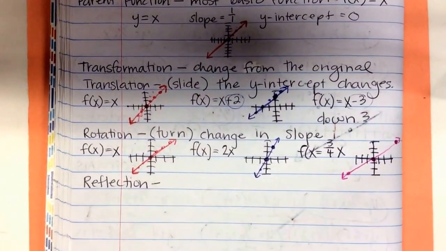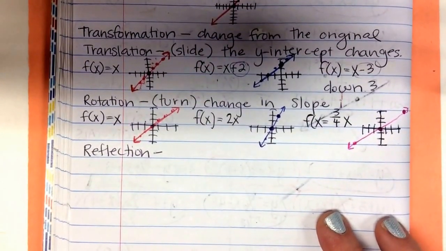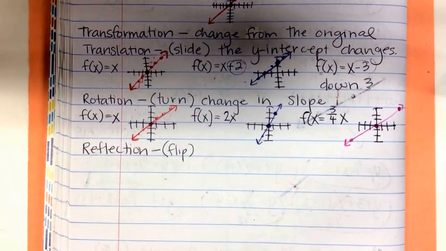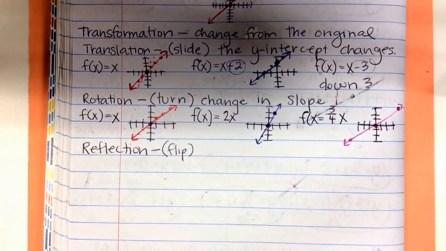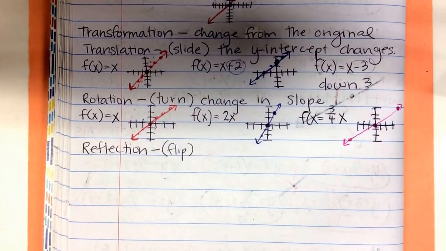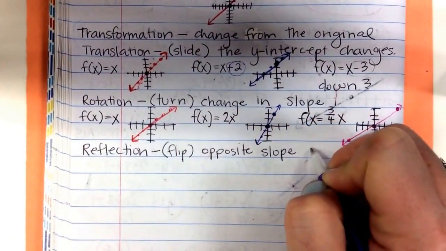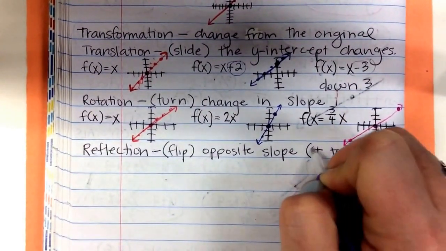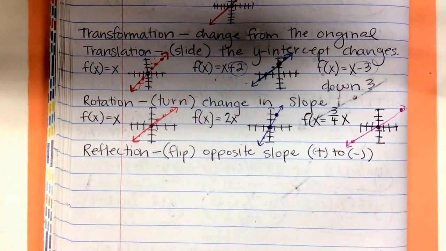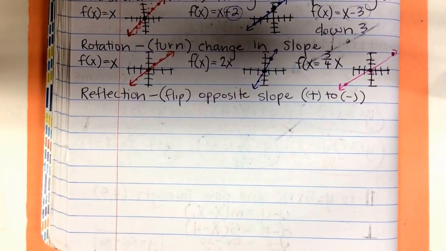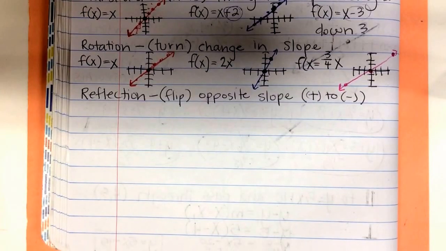What can you tell me about a reflection? What do you think a reflection is called? The opposite, it's a flip. And a flip is opposite slope, meaning positive to negative or negative to positive. You make the slope negative if it's positive, and you make the slope positive if it's negative.